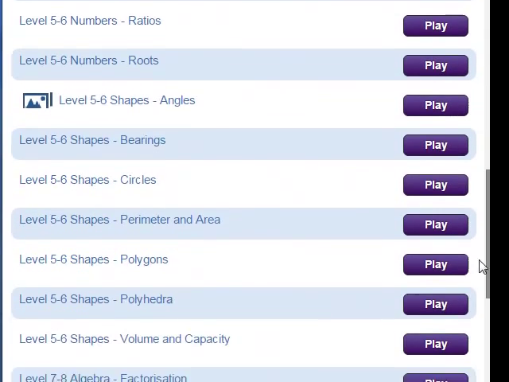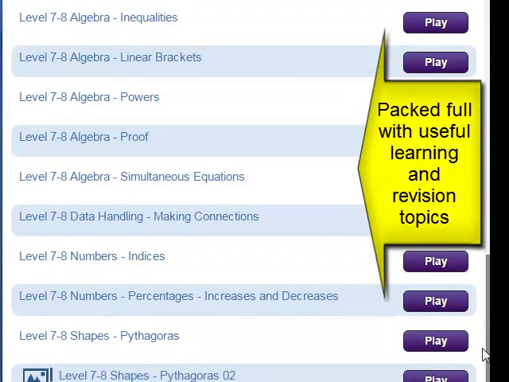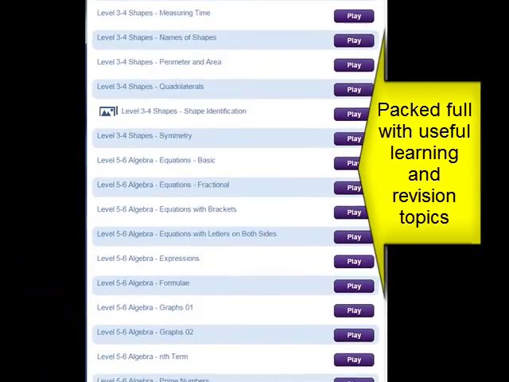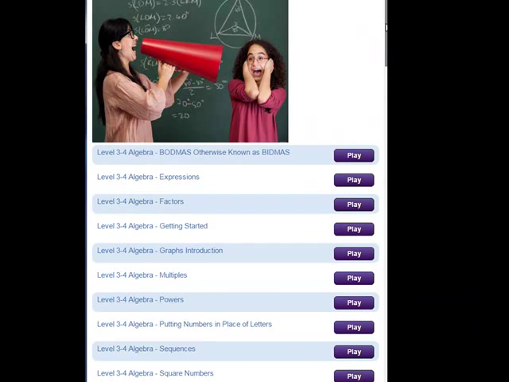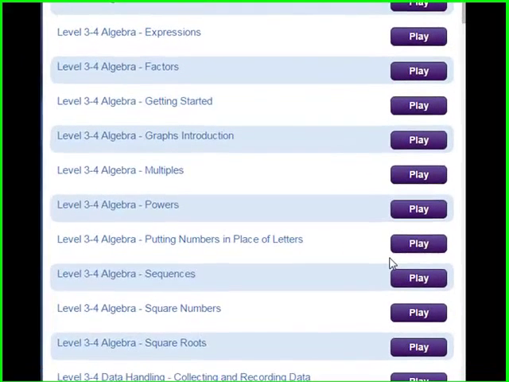This quiz is just packed full with questions: polygons, graphs, inequalities, all the way down to Pythagoras. It's great value for the questions that we're offering. So let's go ahead and try a couple of them and see how it works out.